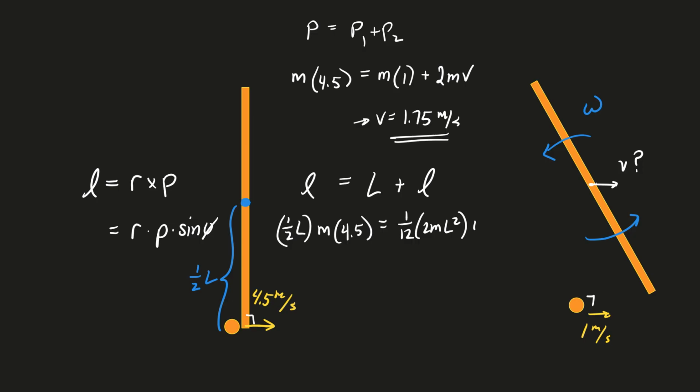And then I'll have omega for the bar. Don't know what that's going to be. This is just my I times omega. Plus, again, 1/2 L times m times v. Now I'm going to stop for a minute.